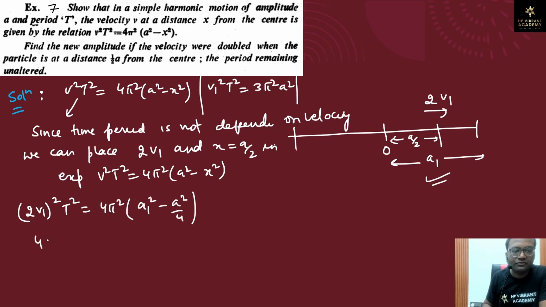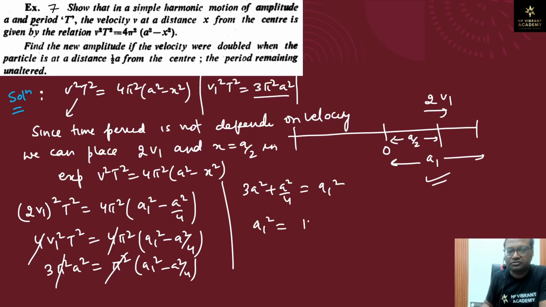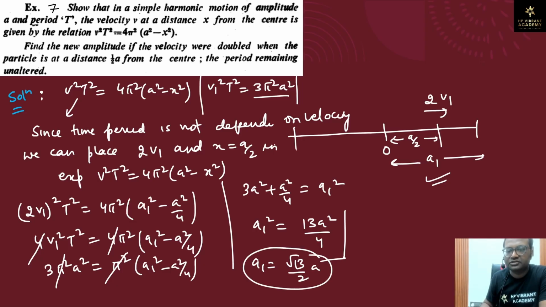So we have 4 v1 square T square is equal to 4 pi square (a1 square minus a square upon 4). So this gets cancelled, and we have v1 square T square is equal to 3 pi square a square. So we have 3 pi square a square is equal to pi square (a1 square minus a square upon 4). So this gets cancelled. So we have 3a square plus a square upon 4 is equal to a1 square. So a1 square is equal to 13a square upon 4. So from here we have a1 is equal to root 13 upon 2 times a. This is the new amplitude.